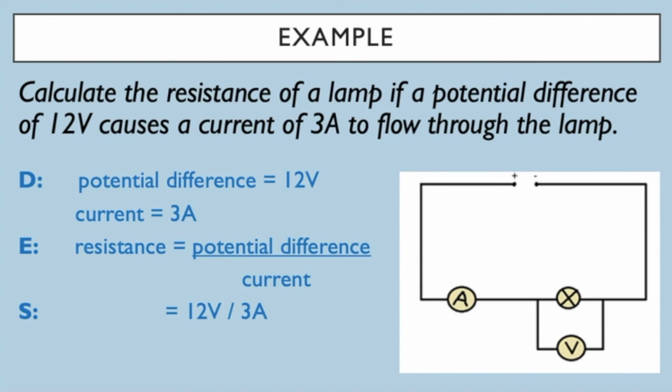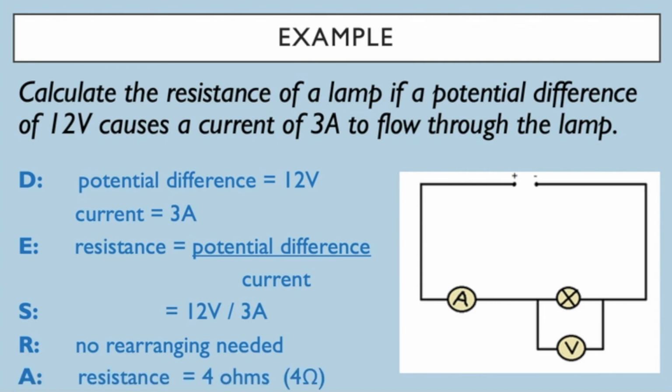S for substitute: we substitute in our potential difference and our current, so the potential difference is 12, which goes at the top, and the current is 3, so we've got 12 divided by 3. Here we don't have to rearrange, so we don't have to worry about that. We can move straight on to the answer, and the answer is the resistance equals 4 ohms.